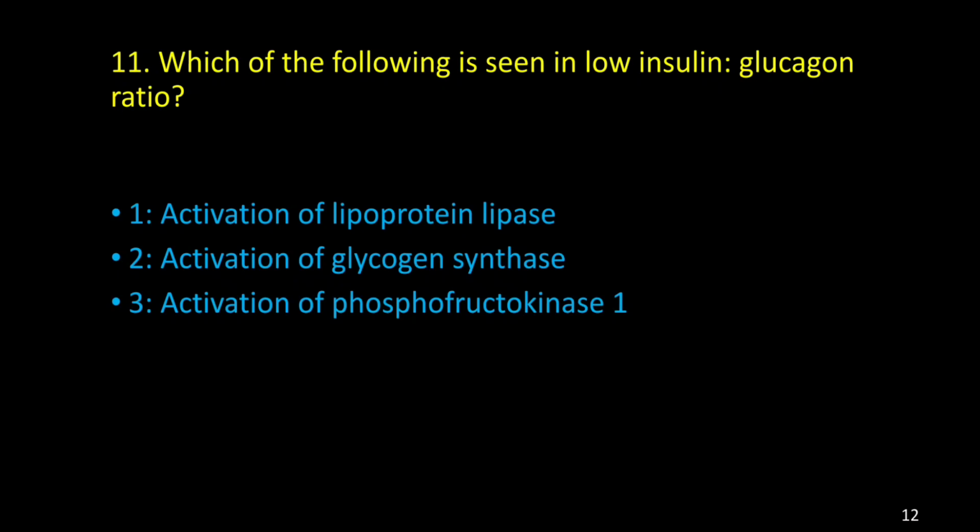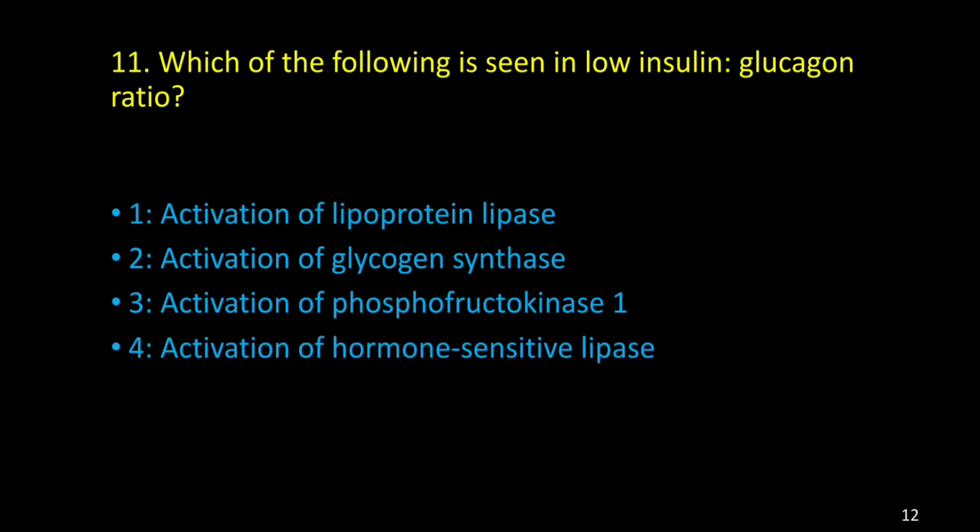Further, activation of phosphofructokinase 1, that is PFK1, which is part of the glycolysis pathway. This glycolysis pathway is also activated in the presence of high insulin level. Now the fourth option, activation of hormone sensitive lipase. This is under the effect of glucagon. Hormone sensitive lipase metabolizes triglyceride present in adipose tissue, which liberates free fatty acid, and that goes to the liver.